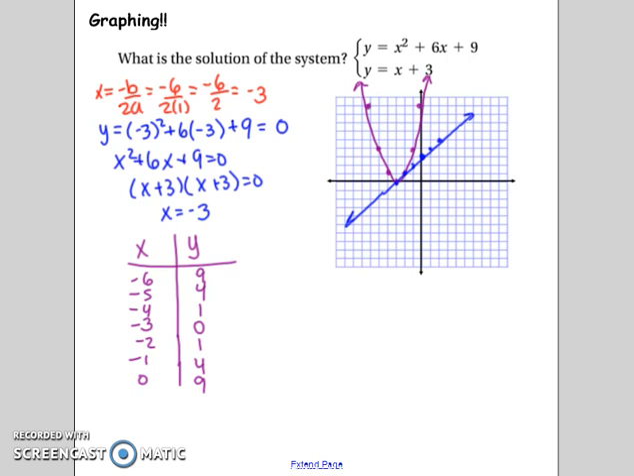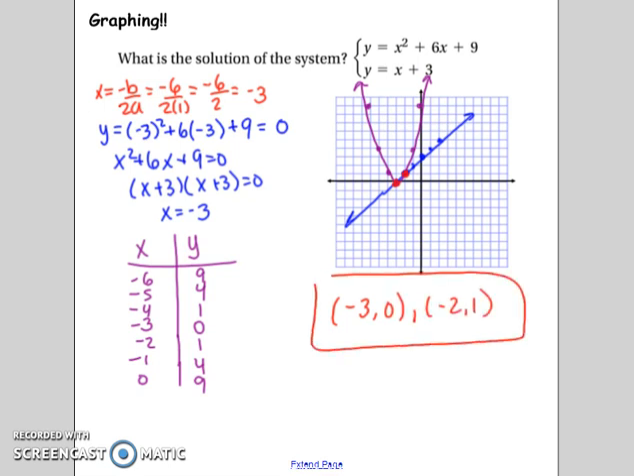So I can see where they're intersecting, and they're actually intersecting at 2 spots. They're intersecting here and here. I'll make that a different color so you can see. The red dots are where they intersect. So they're intersecting at negative 3, 0 and at negative 2, 1. So there's 2 points of intersection.